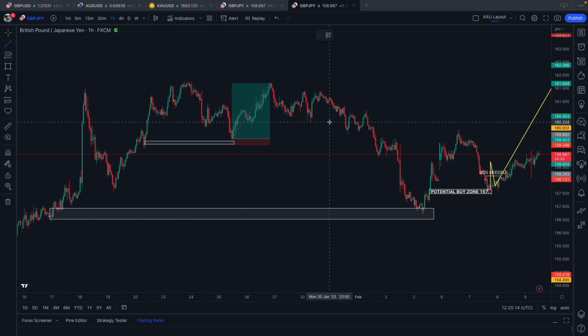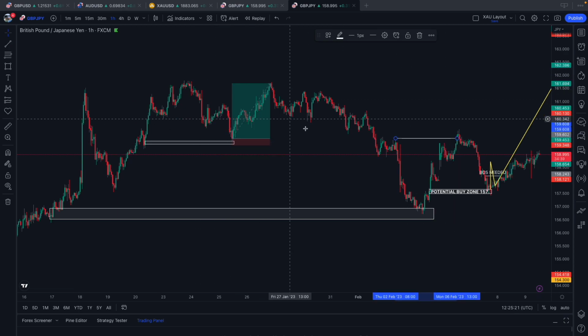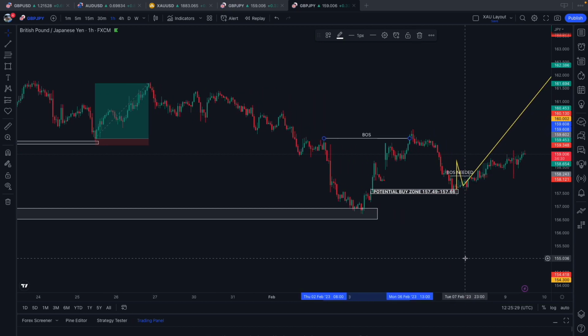So we can say that this has broken structure to the upside, and that bullishness has now been confirmed, as this has concluded this current trend trading us lower, and the next bullish trend is underway. So I'm just going to highlight this as a BOS to the upside.